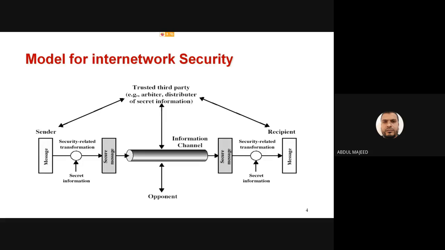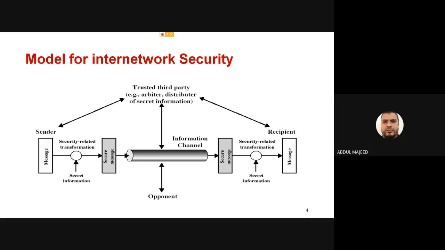If opponents are not there, then you do not need to encrypt your message. Simply you can send the plain messages. But some opponents are attacking your data, they are misusing your data. So we want to protect our data from that misuse. That's why we are providing that confidentiality by using some encryption and decryption algorithm. Okay, next. So this is all about the model for inter-network security.